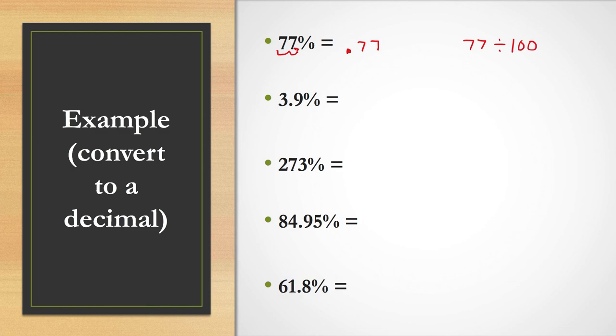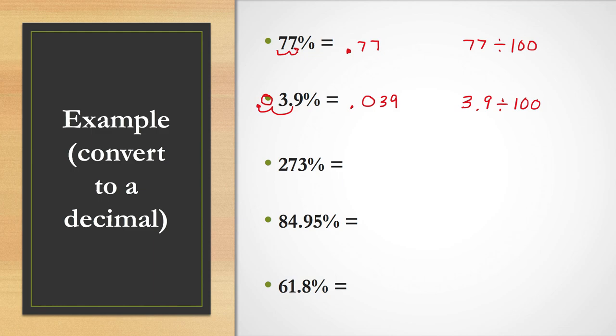Okay, what about 3.9%? We're moving that decimal 2 places to the left, so that's 1 place. And then we've got to move it a 2nd place. So remember that when we do that, we have to add in a 0 to hold that extra place. And so our answer will look like 0.039. Again, if you'd prefer to do it on your calculator, you're going to take 3.9 and you are going to press your divided by key and then divide by 100. And you'll get the same answer.